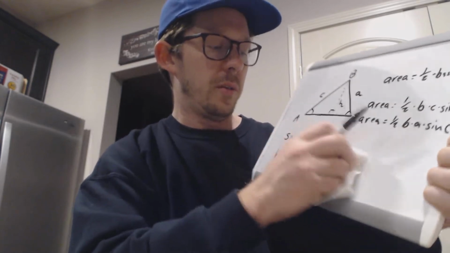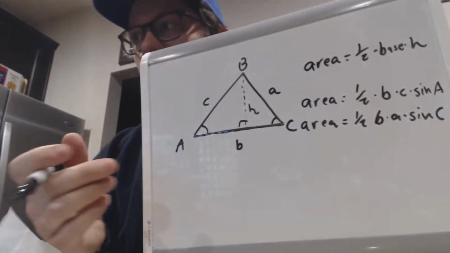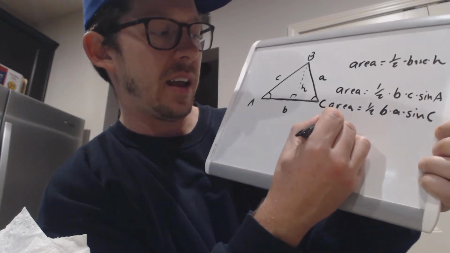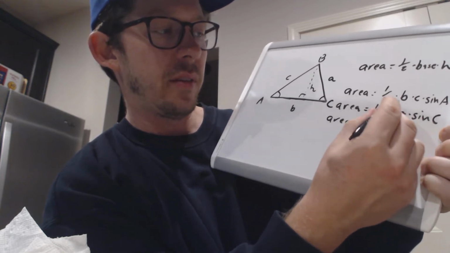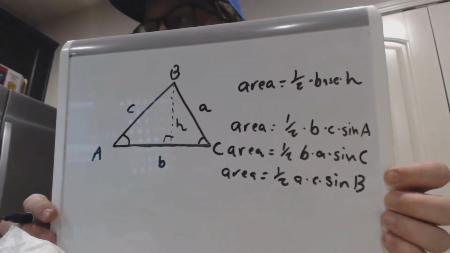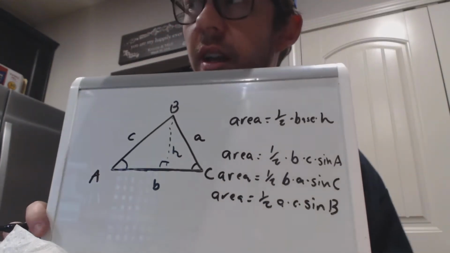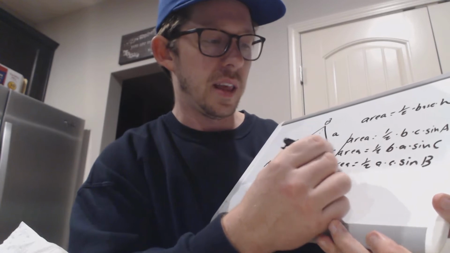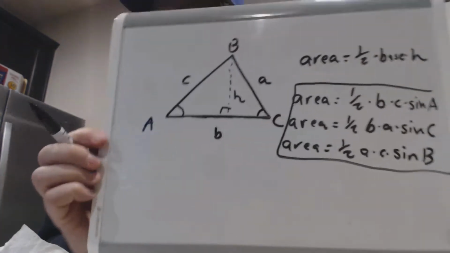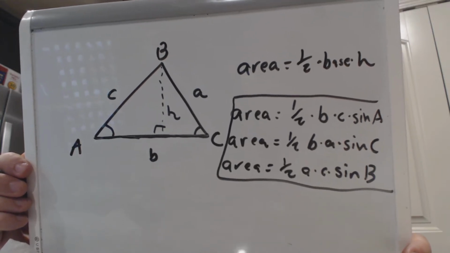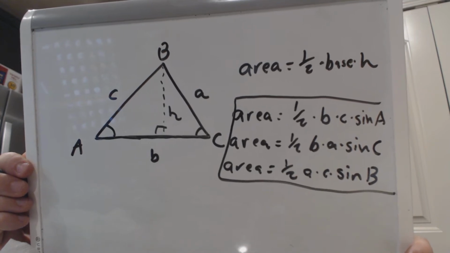There's one more formula you could do here. Look at this pattern: 1/2 BC sine A, 1/2 BA sine C. The other one would be area equals 1/2 A times C times the sine of B. These three formulas are three easy area formulas for any triangle you have. Now let me show you what this means. Everybody, take a moment, pause this, and write those down: 1/2 BC sine A, 1/2 AB sine C, 1/2 AC sine B.